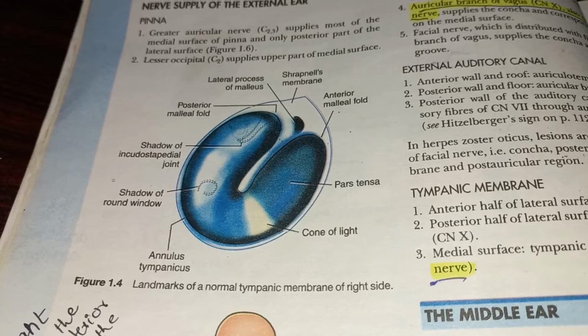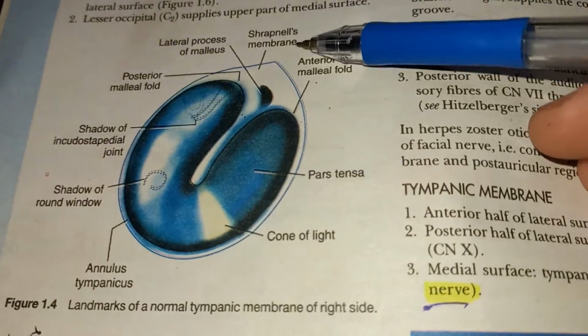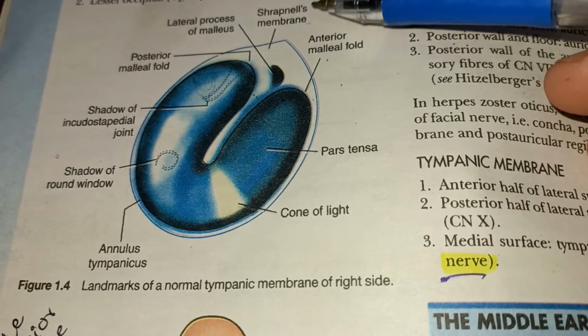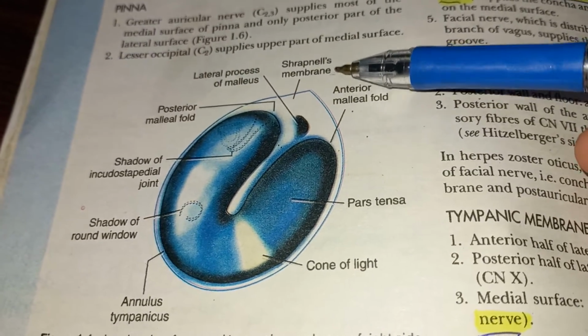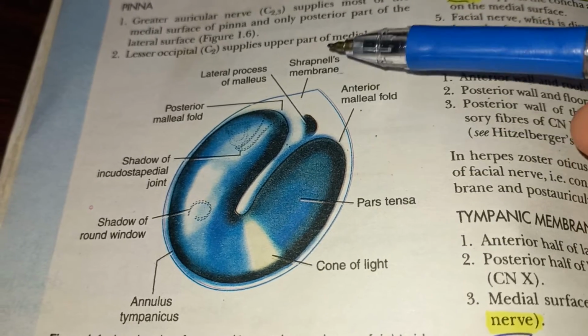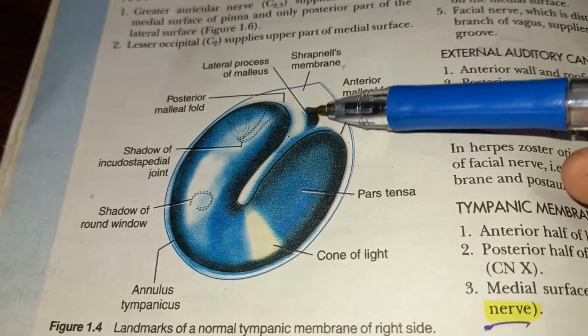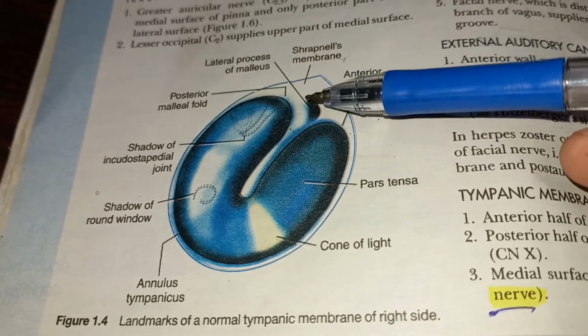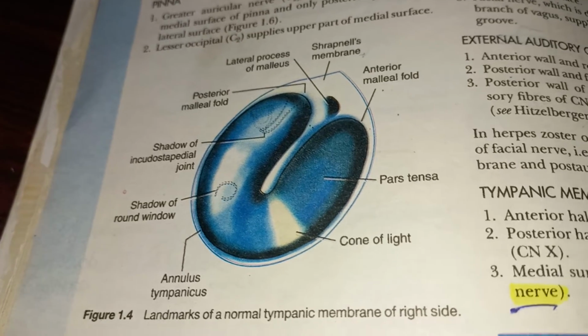Now this is the diagram from the book by Shruti Dingra, in which we can see the Shrapnell's membrane. Shrapnell's membrane is another name of the pars flaccida. Basically, the pars flaccida and pars tensa are the two parts of the eardrum. It is known as pars flaccida because it is not that taut, it is flaccid, because of the fibrous layer.